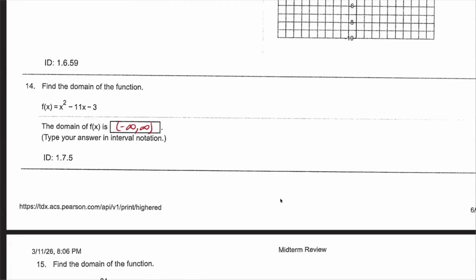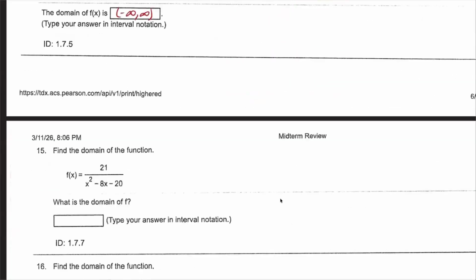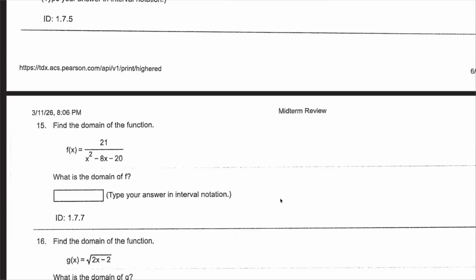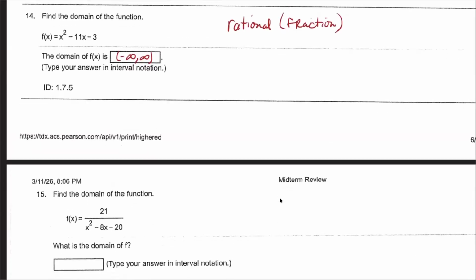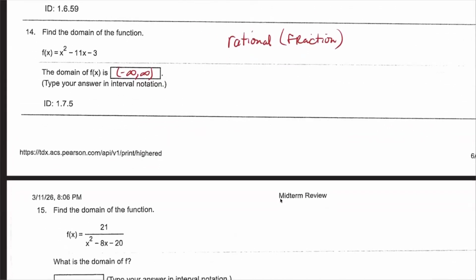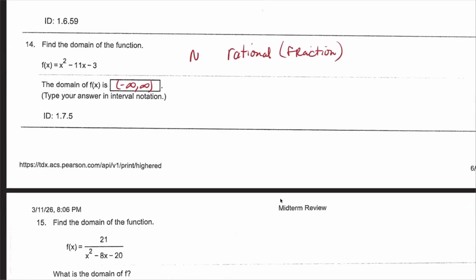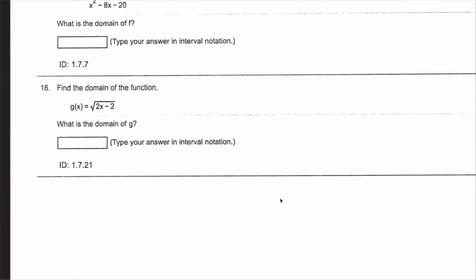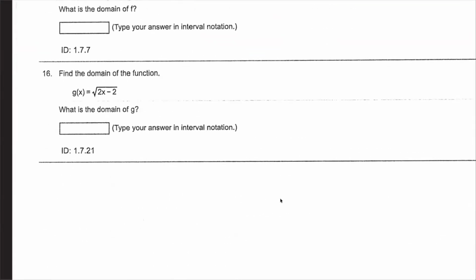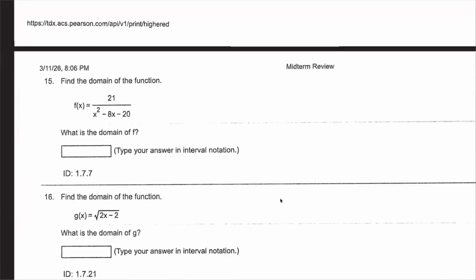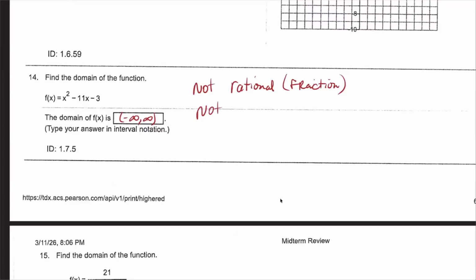What is a rational function? Do you know rational means a fraction? A rational function looks like number 15. Doesn't number 15 look like a fraction? Look at it. Yes. Okay. Does number 14 look like that? No. Okay, so it's not a rational function. Is it a radical like number 16? No. So it's not a radical function.